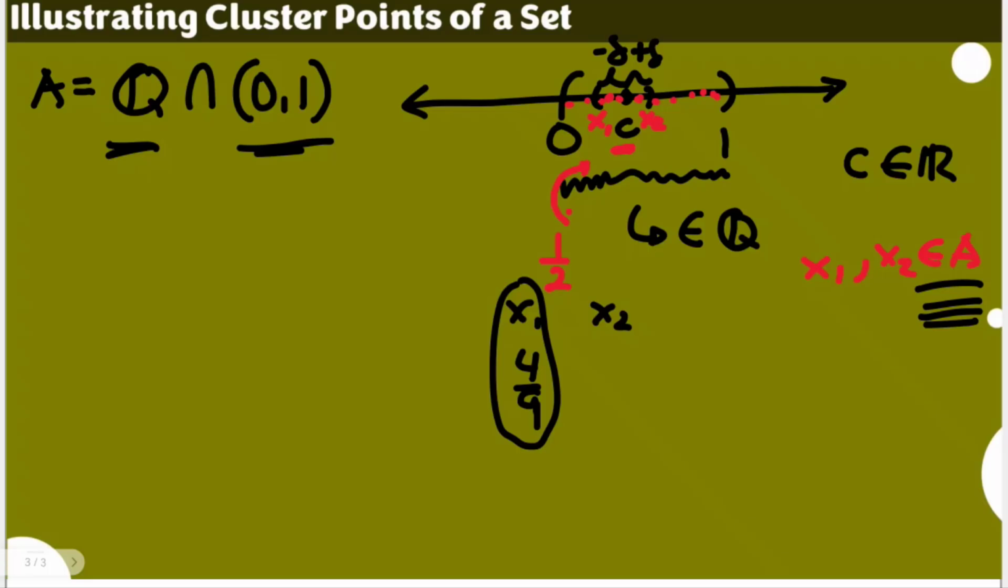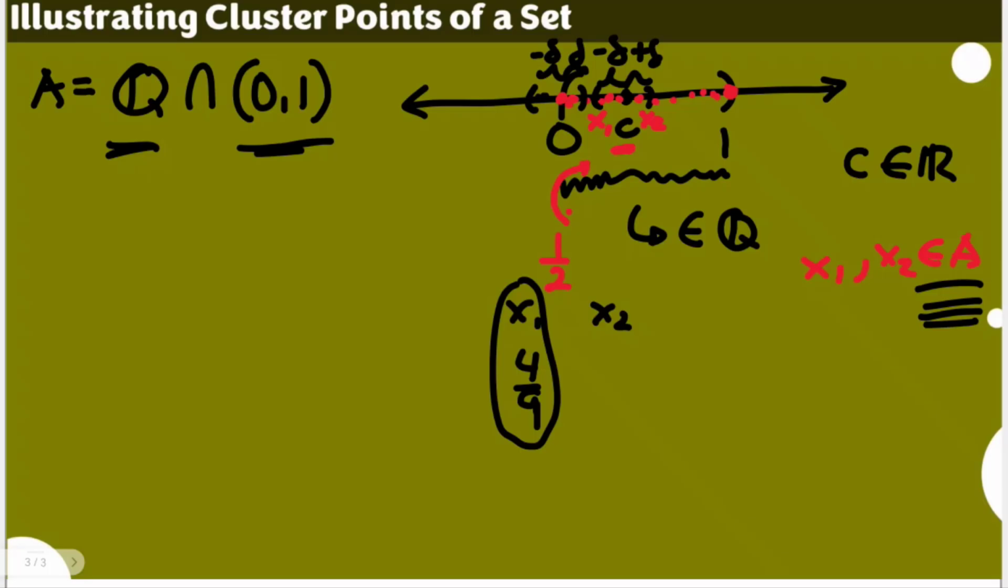The next thing here is, how about the endpoints 0 and 1? We already discussed this in the previous video. No matter how small delta is, even if some of them will be outside, there exists at least 1 point, and that 1 point may be very small, but it's still part of A. We are to count the endpoint as a cluster point.